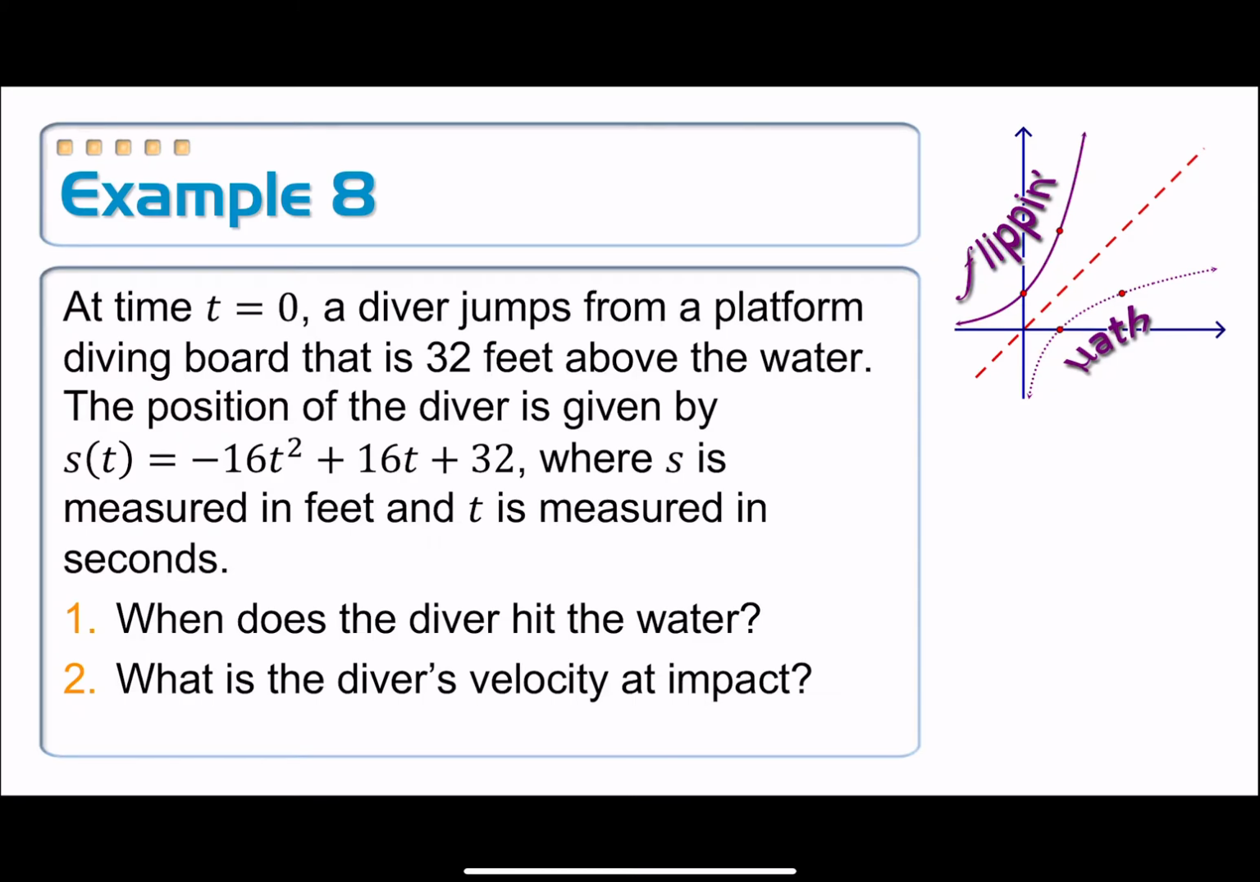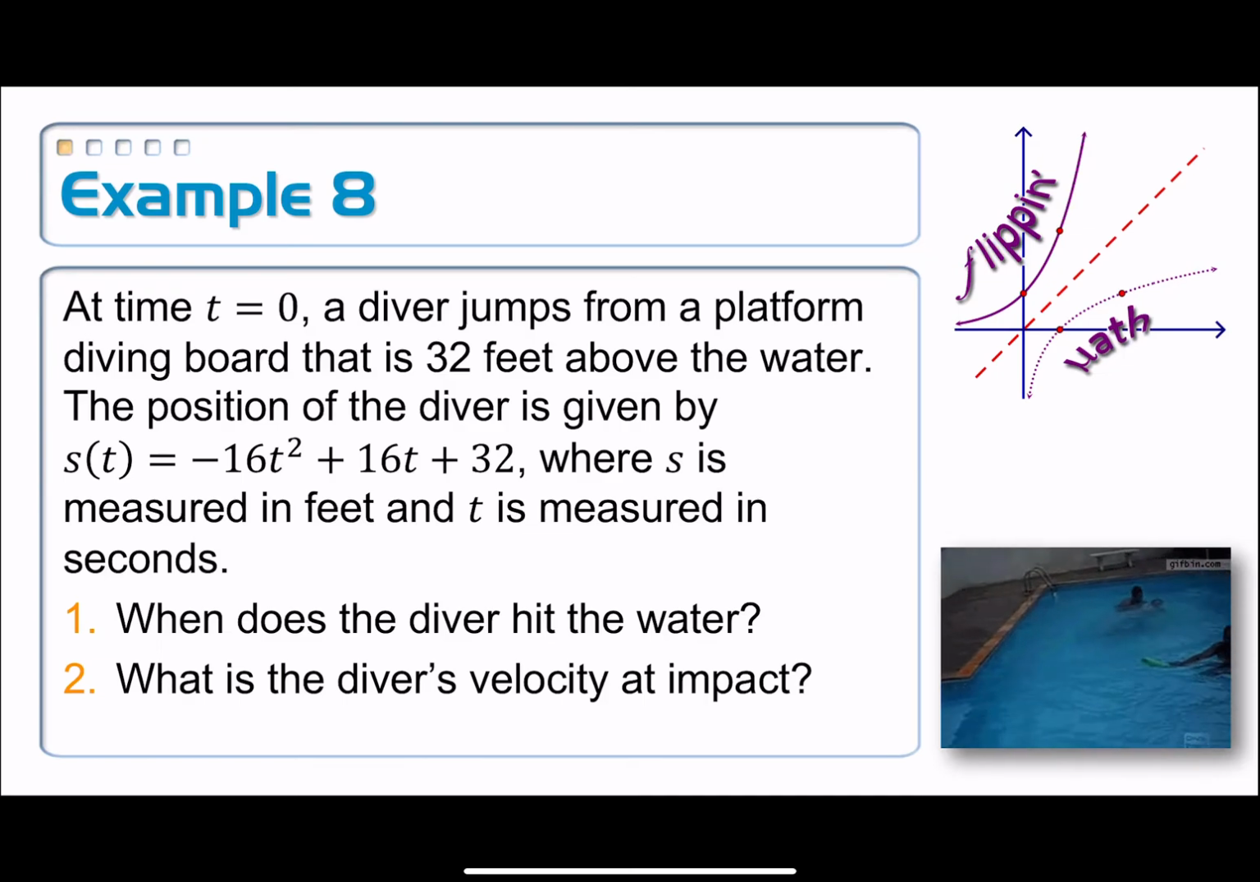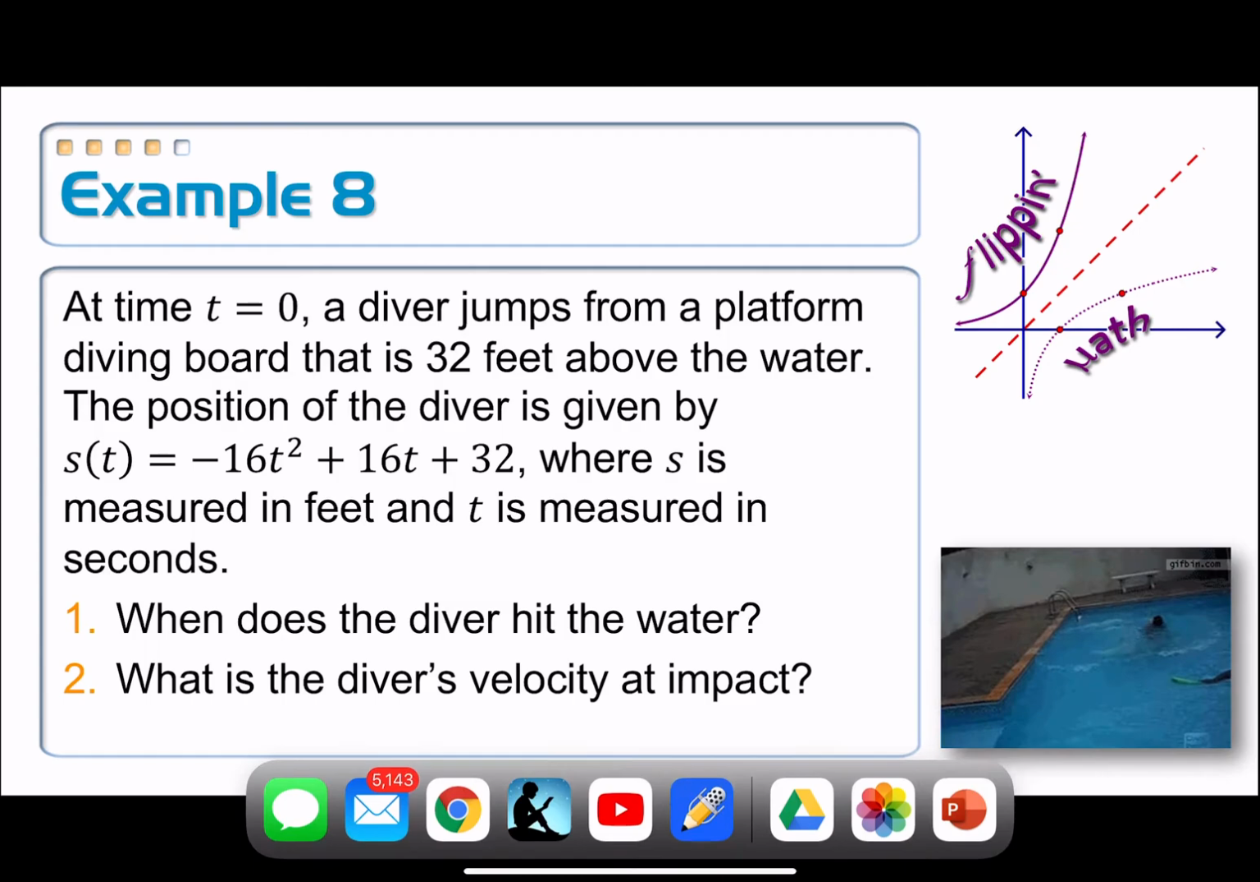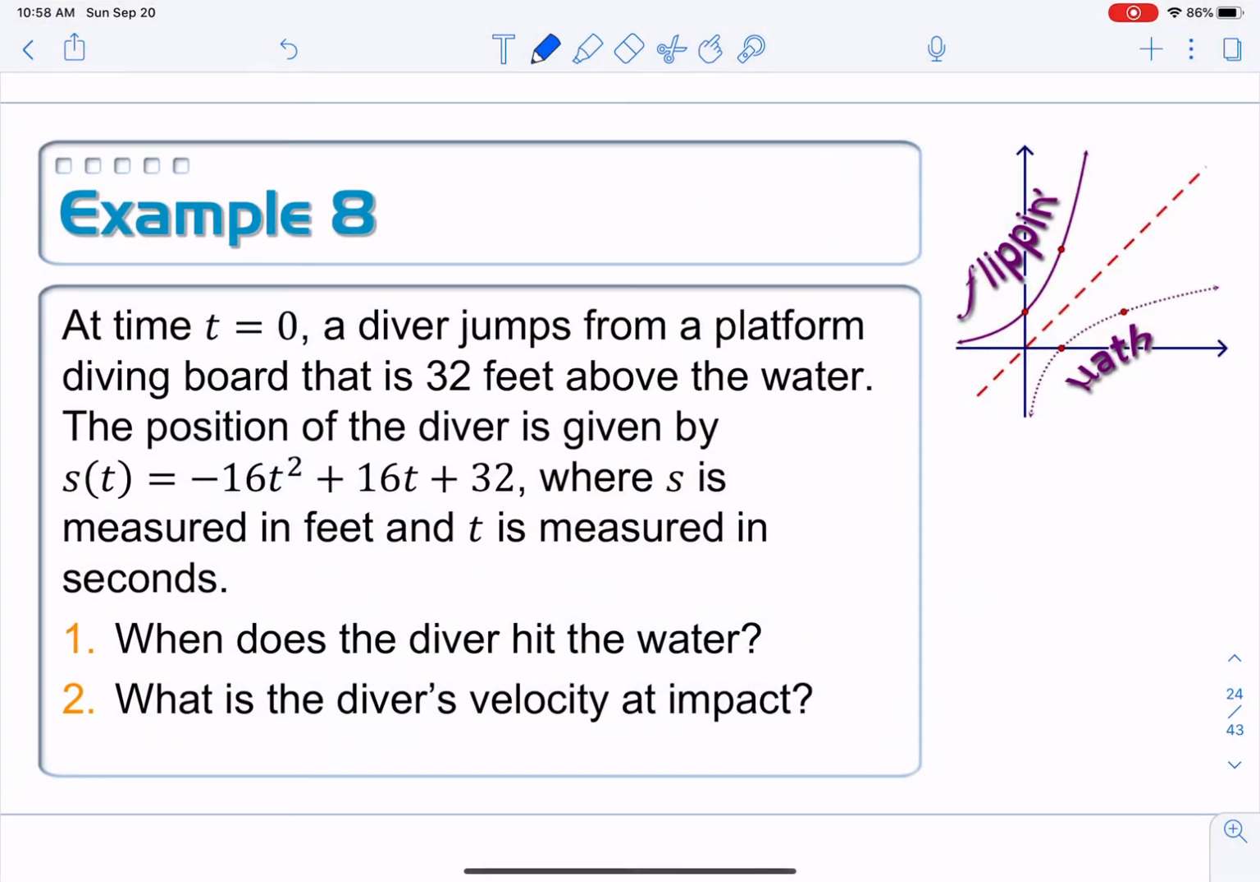Okay, so for those of you who need a visual to help you understand or wrap your head around this particular situation, I've got you covered. Here we go. Let's see what's happening here. All right, well, I actually don't think that this one's accurate. How could this possibly be accurate? It says that this guy's supposed to be 32 feet above the water. Okay, well, whatever.